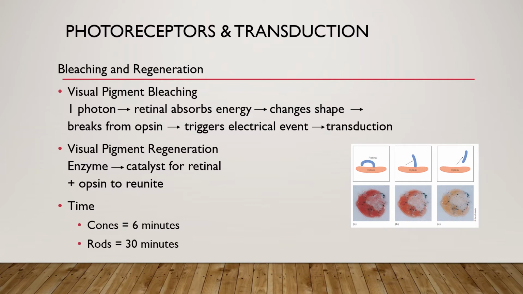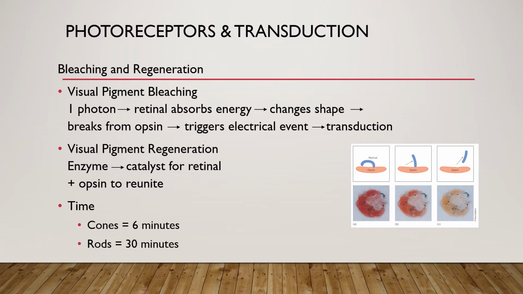So we see this kind of visual pigment bleaching, and then those visual pigments have to regenerate in order for them to be used again. So we get one photon of light, the retinal absorbs the energy, the retinal isomerizes, it changes shape, it breaks from the opsin, that triggers that electrical event, that cascade of enzymes that are affecting other visual pigment molecules, and this is causing transduction, basically.